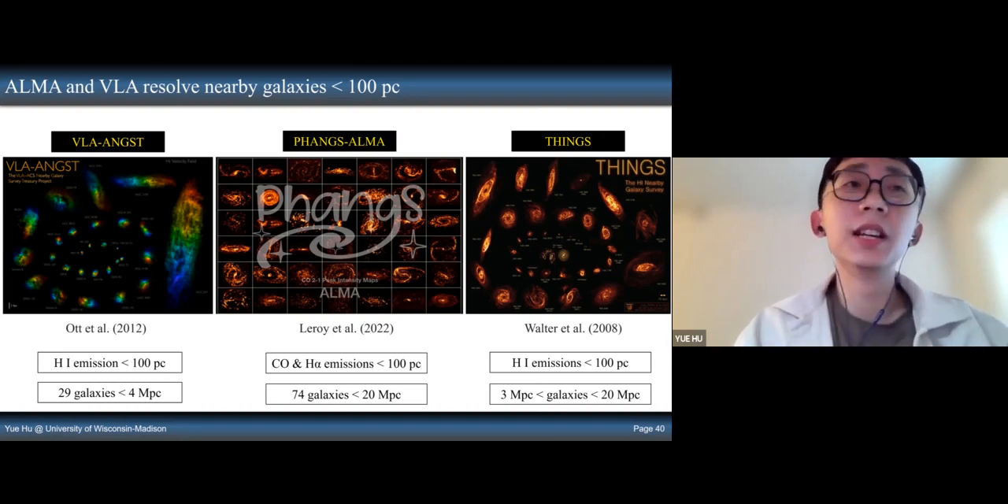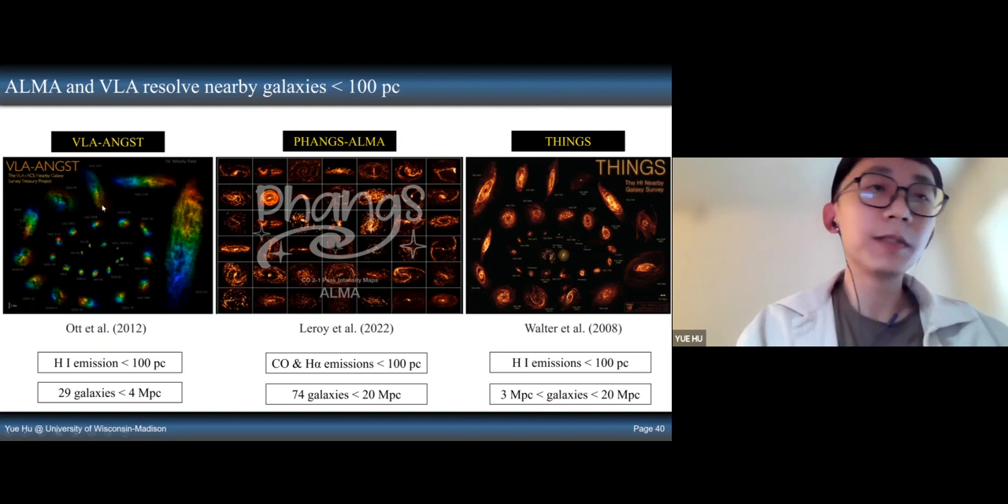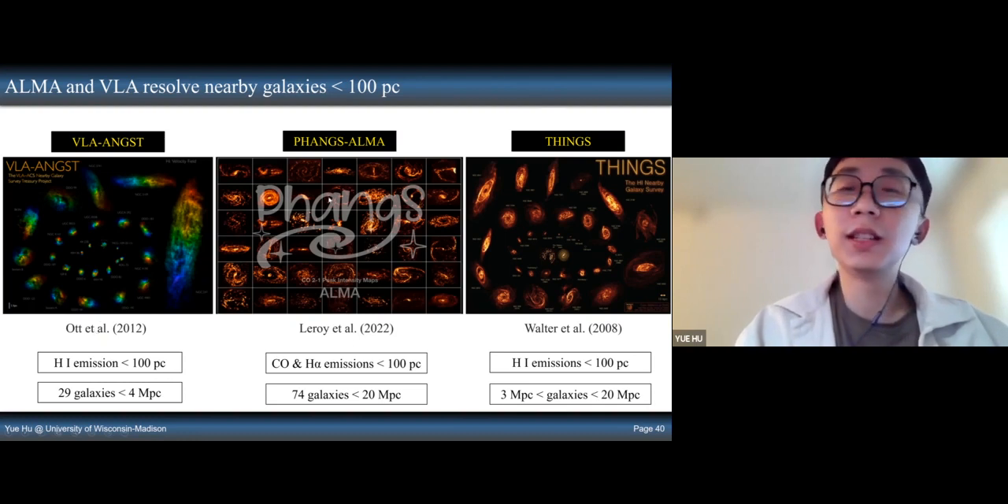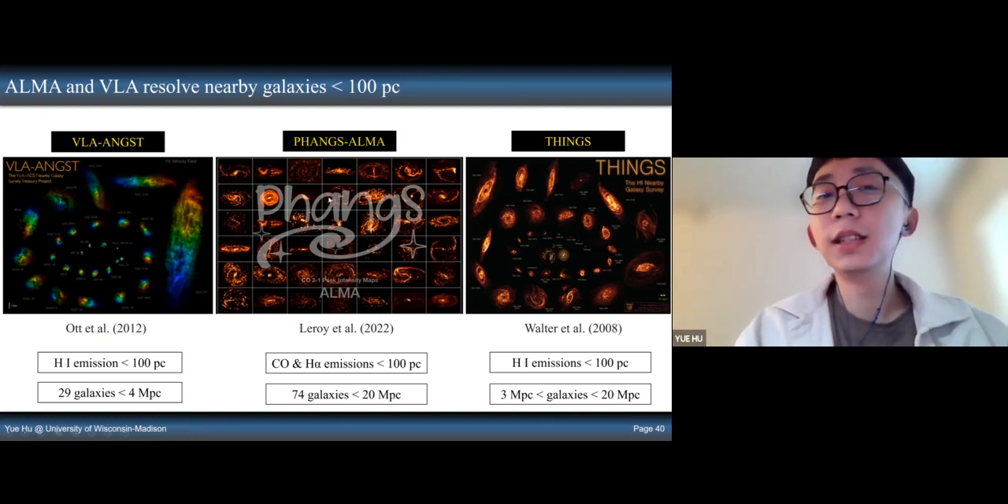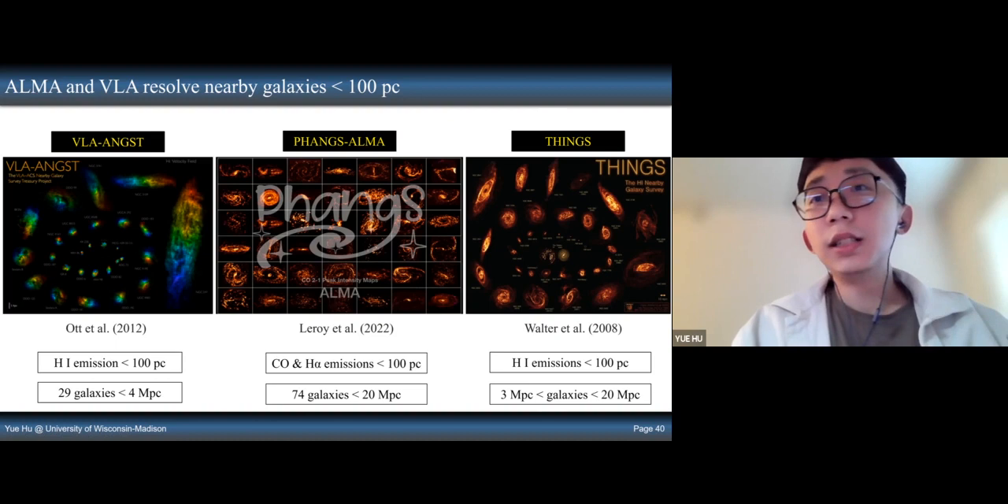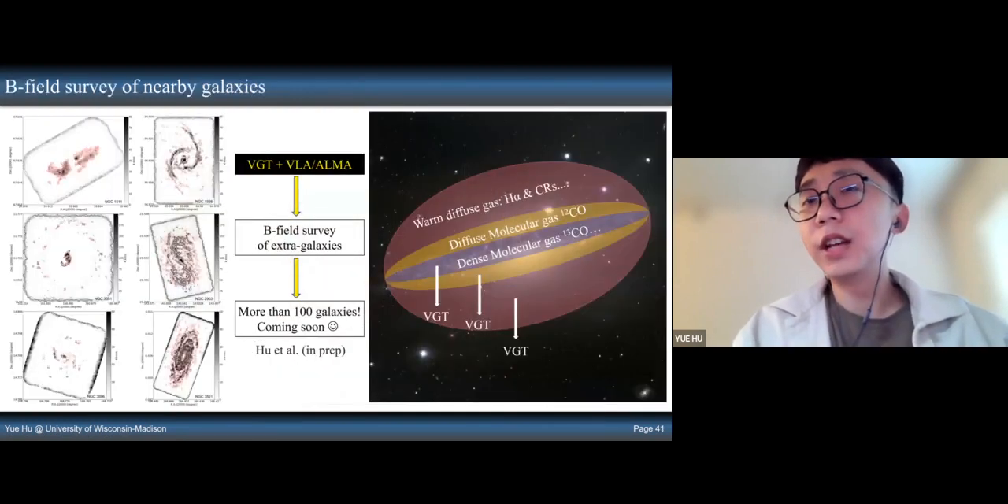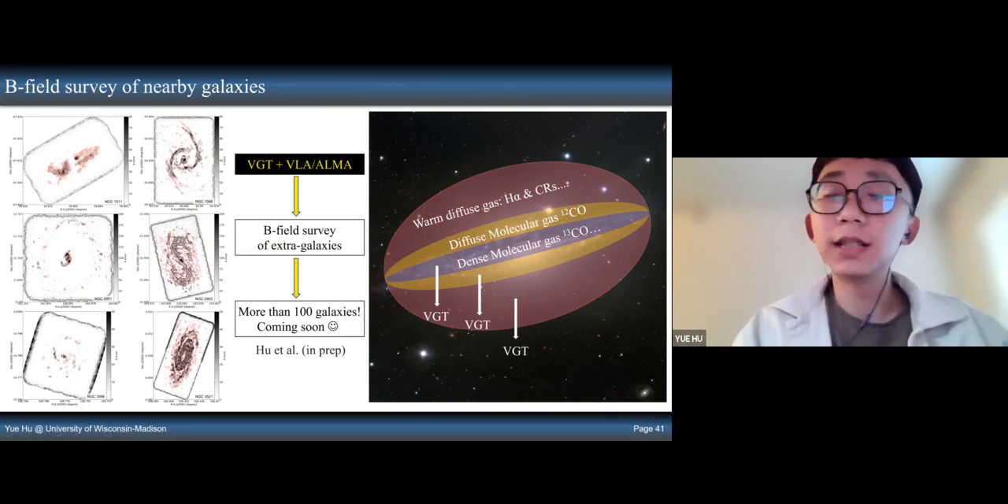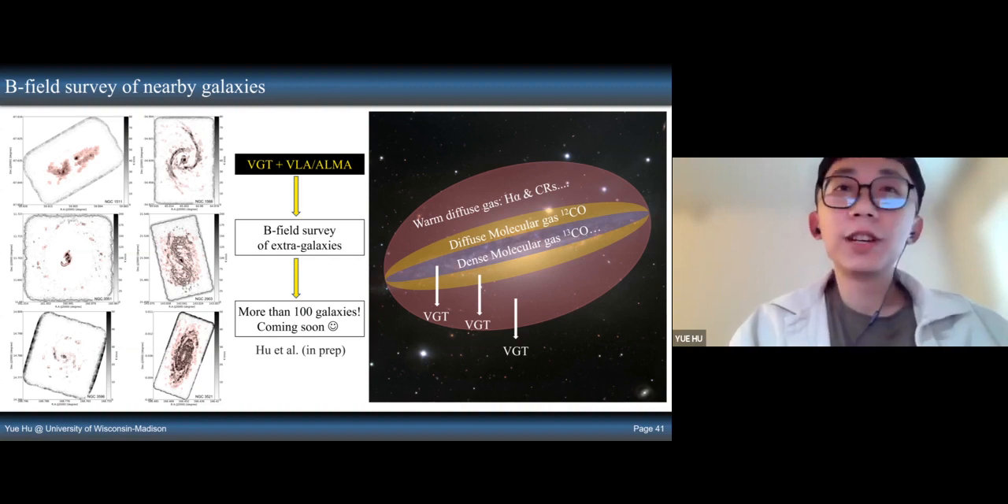Also note that our observations trace HI emission, and fast ALMA traces CO or H alpha emission. Using them, we can get the magnetic field associated with different molecular gas, and we can separate the magnetic field directly associated with the fueling process. So I will be a little bit quicker here. I'm running out of time, sorry.